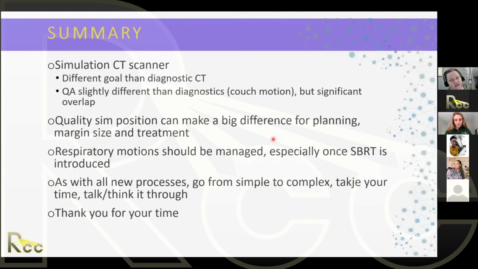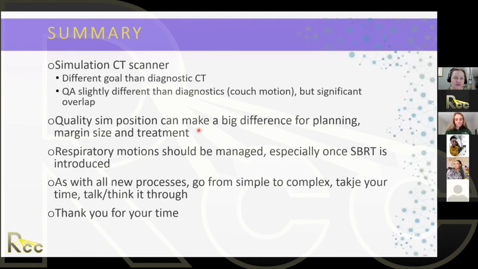But there's also significant overlap with radiology with regards to image quality, which means you can work with your colleagues over in radiology to maybe share some resources. And I do this regularly. A good quality simulation position, the reproducibility, the patient comfort, and the avoidance of collision can make a big difference for planning, margin size, and treatment.